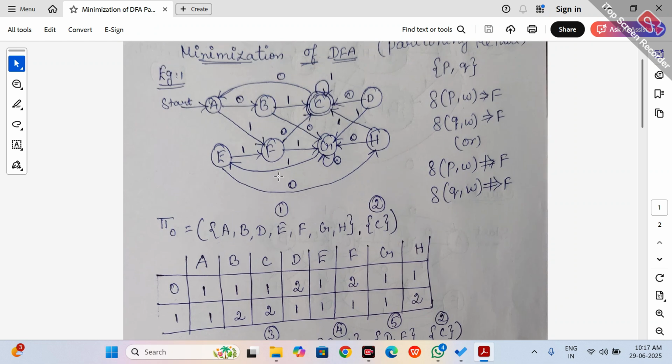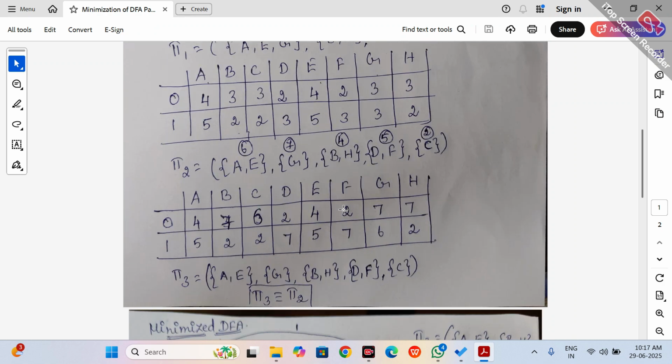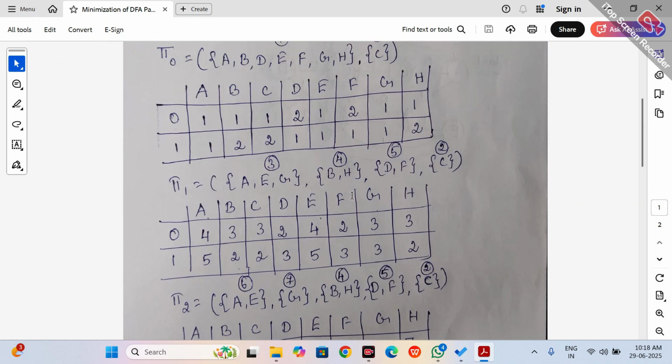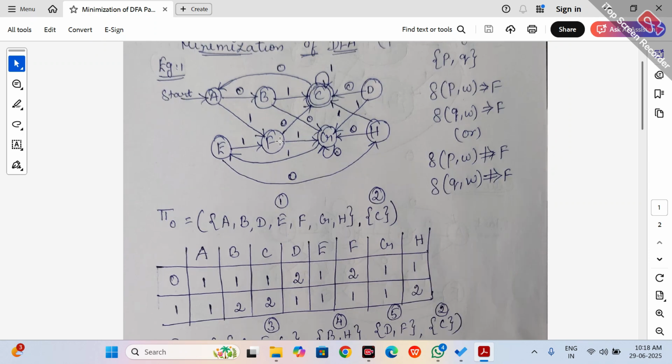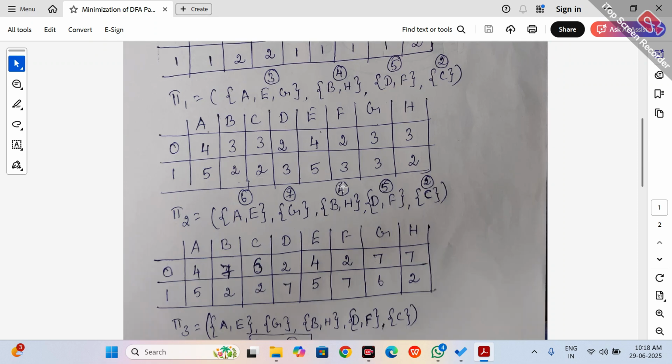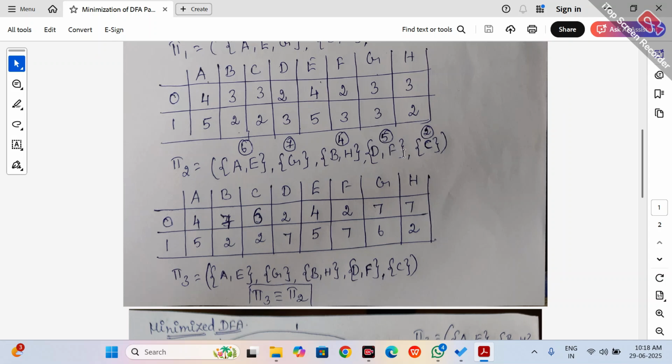For E, 0 goes to H, 1 goes to F. H is 4, F is 5, so 4, 5. And for state F, 0 goes to C and 1 goes to G. C is 2, G is 7, so 2 and 7 for F.